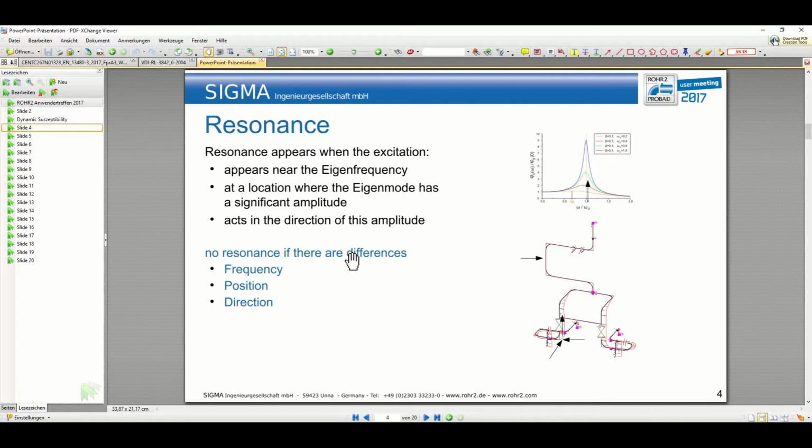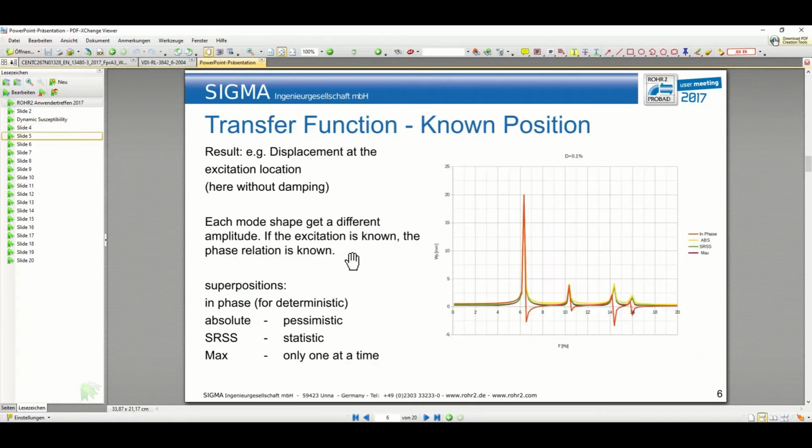The resonance appears if there is a coincidence between the excitation frequency and the resonance frequency, if the position of the excitation is where the eigenmode shape has some amplitudes, and where the direction is in the direction of the mode shapes. If any of these data is available, of course this is a big help to reduce the risk, but sometimes we just don't have this information. And this brings us back to the dynamic susceptibility.